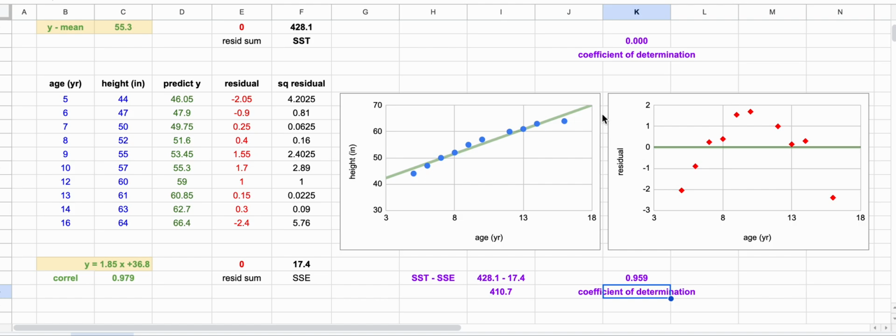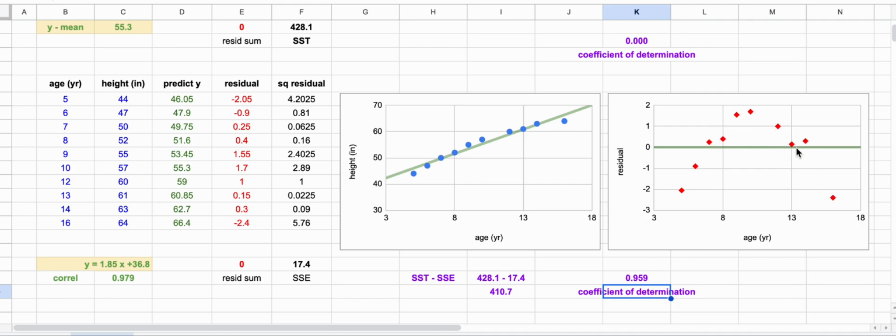That's telling us that using a line as the model of best fit is probably not the best way to go. There's still curvature here. We want to see random scatter above and below, and that would tell us our model is a good model. So even though we have a really high coefficient of determination, with this model explaining almost 96% of the variability that we see in heights, this is telling us there's a better shape out there.